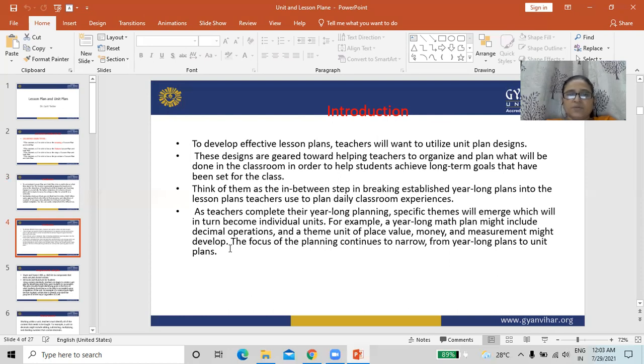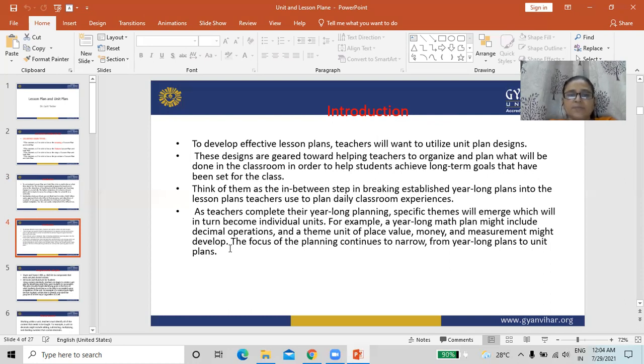To develop effective lesson plan, teacher will want to utilize unit plan design. These designs are geared towards helping teacher to organize and plan what will be done in the classroom in order to help students achieve long-term goals that have been set for the class.